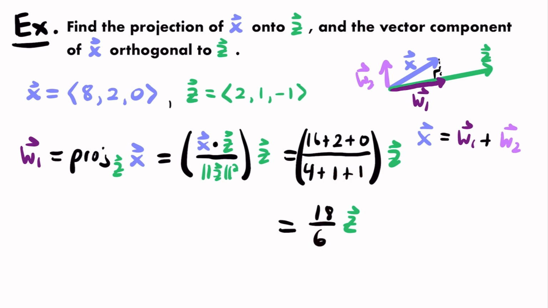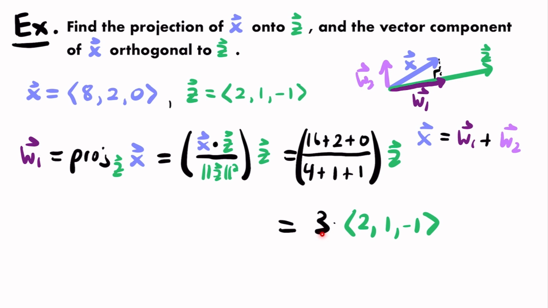Now 18 divided by 6 is 3, so this just becomes 3 times vector z. And so now, to find our projection vector, we just have to replace vector z with what it's equal to, and then perform that scalar multiplication. So let me erase vector z here and write it like this. We'll have 2, 1, negative 1. That is our position vector, vector z.